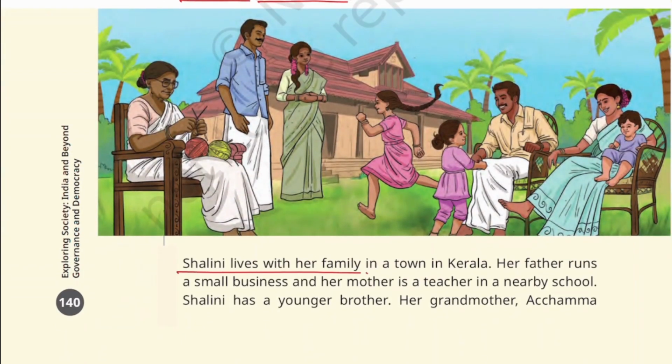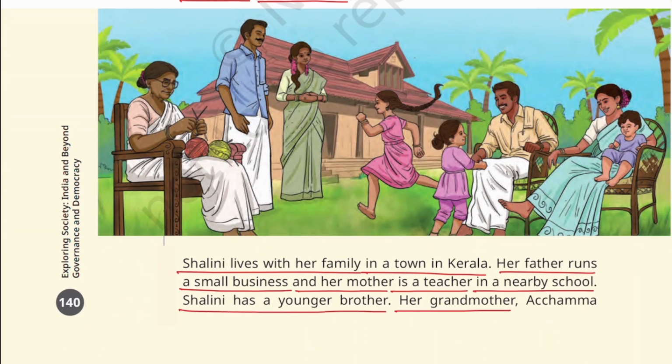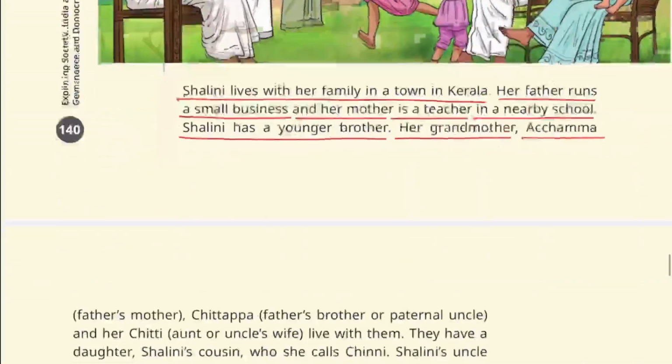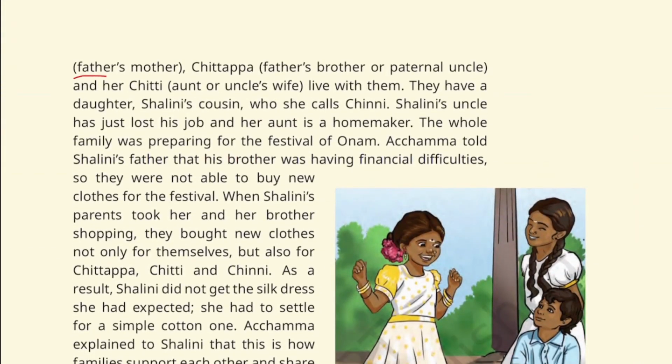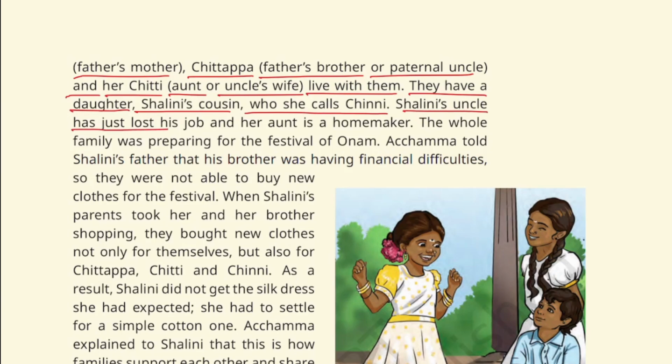Shalini lives with her family in a town in Kerala. Her father runs a small business and her mother is a teacher in a nearby school. Shalini has a younger brother. Her grandmother, Achamma, father's mother, Chitappa, father's brother or paternal uncle, and her Chitti, aunt, uncle's wife, live with them. They have a daughter, Shalini's cousin, who she calls Chinni. Shalini's uncle has just lost his job and her aunt is a homemaker.